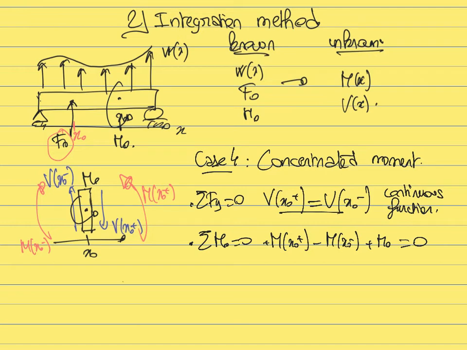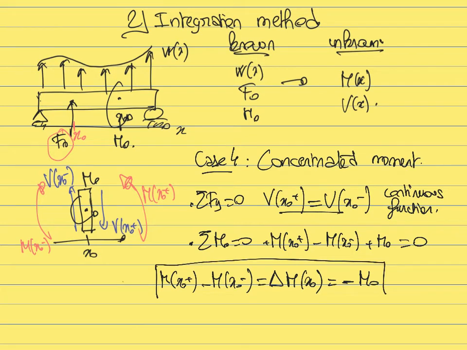Same thing here. I'm going to write the difference between the moment on the right and the moment on the left. So the moment on the right minus the moment on the left, this is what I'm going to call delta m. And if I look at the previous expression, the moment on the right minus the moment on the left is going to be equal to minus m naught. So that is another important relationship.